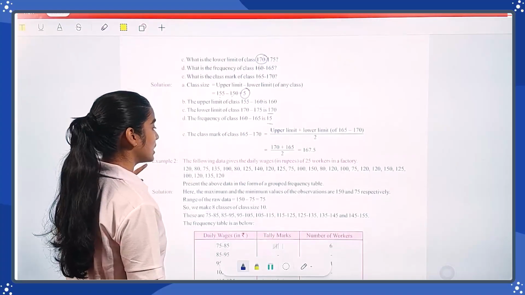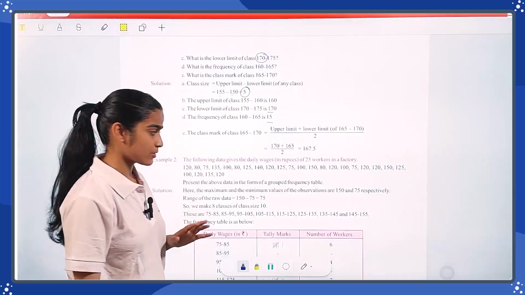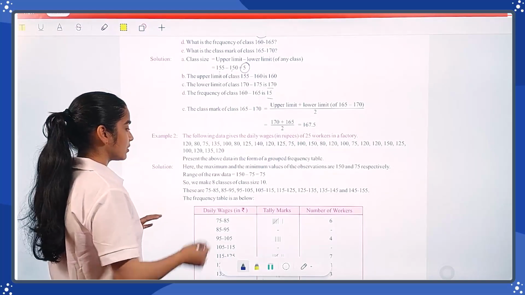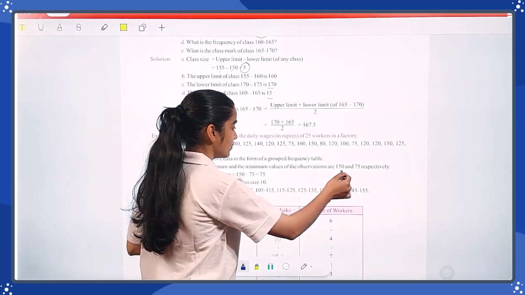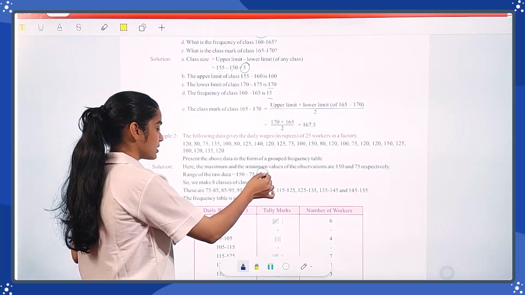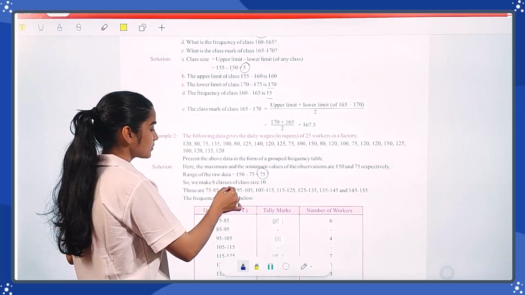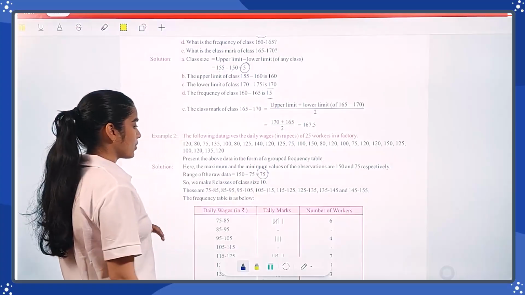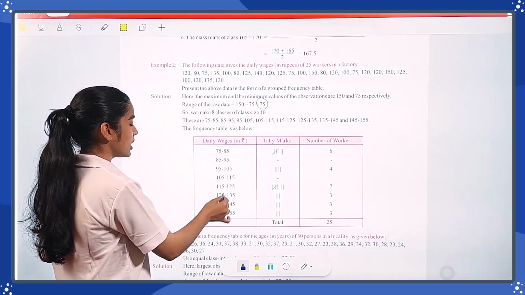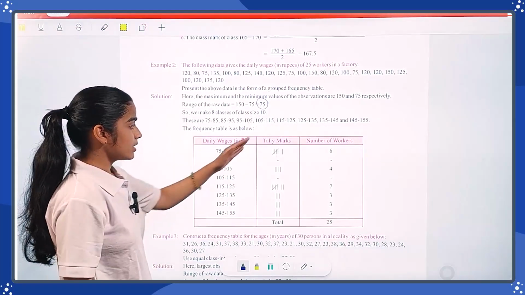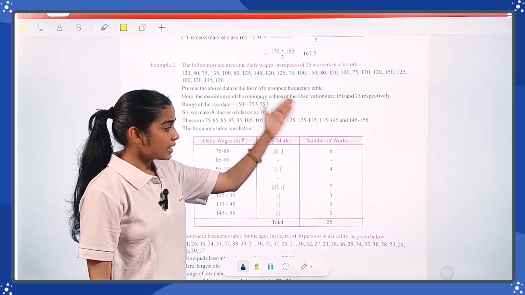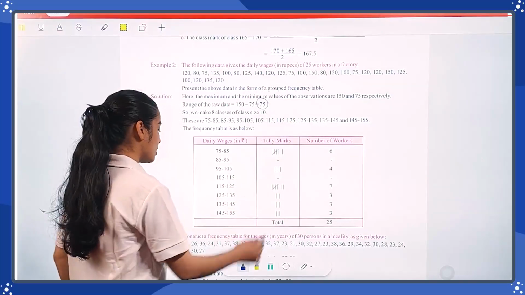The following data gives the daily wages in rupees of 25 workers in a factory. Now you have to present the above data in the form of grouped data. So here the maximum and minimum values of the observations are 150 and 75 respectively. Range of the data is 150 minus 75. So we can make 8 classes of class size 10. Okay. So now 75 to 85, 85 to 95, 95 to 105, you can arrange your daily wages in such groups. Then your tally marks, which you already learned in your earlier classes and the previous section I already discussed with you. Now how many workers do we have? So you can now do this.